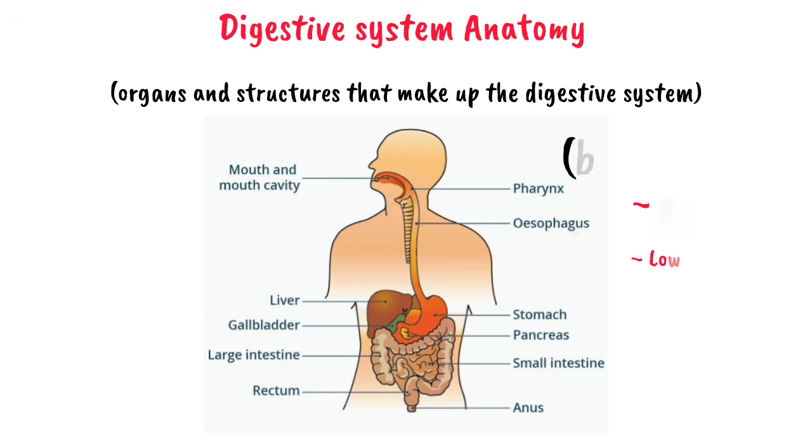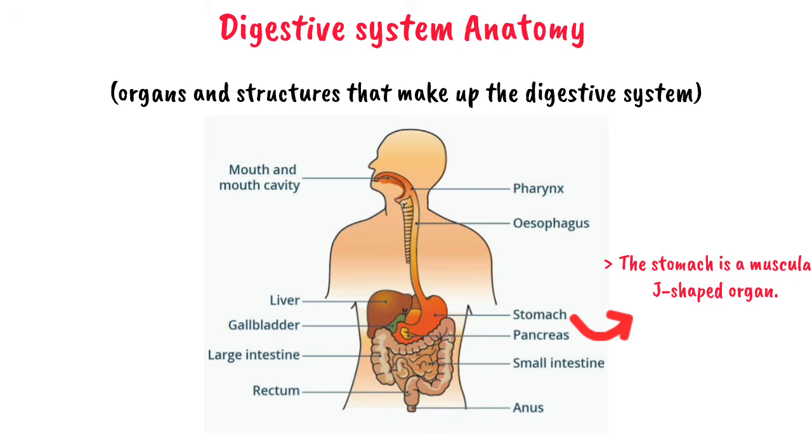Then number three is the stomach. The stomach is a muscular J-shaped organ. Its main job is to act as a mixer and a grinder. It has strong muscular walls to churn food. It also has gastric glands that secrete hydrochloric acid and enzymes like pepsin to begin the breakdown of protein. So inside the stomach, the food is mixed with gastric juice and it is turned into a semi-liquid substance called chyme.